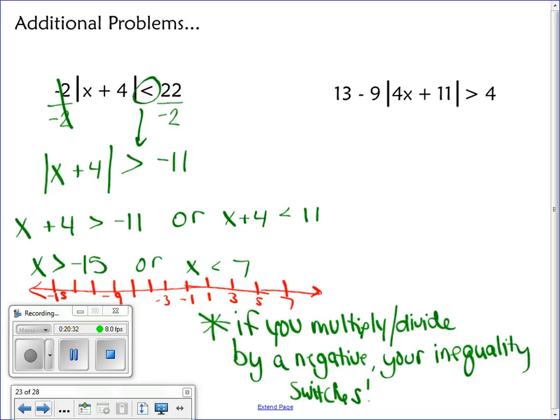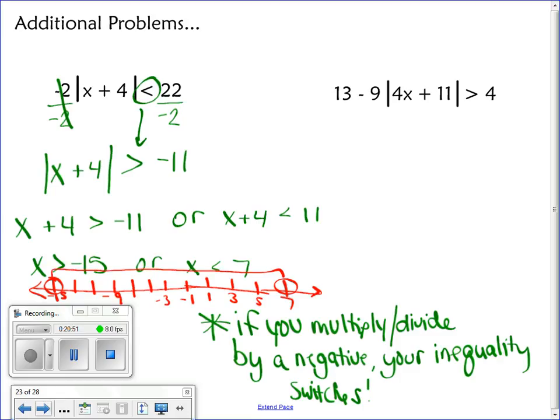Okay. All right, open or close circles? Open. Where are the numbers greater than -15? Left or right? They're to the right, and less than 7 are to the left. So it goes like that.